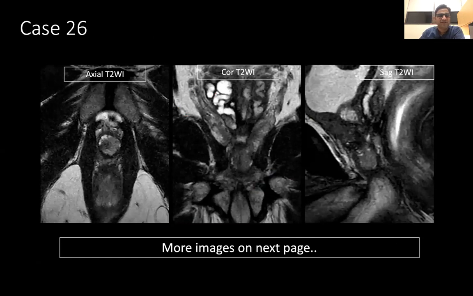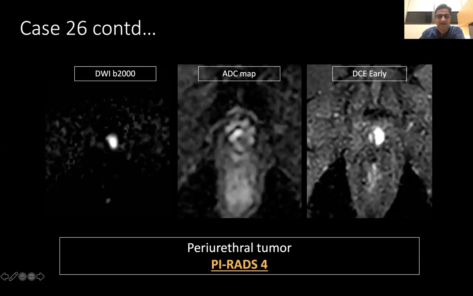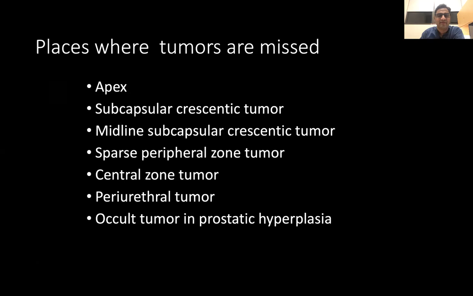And so another kind of patient where you see a rounded appearance in the urethra, and this can easily be passed off as just a urethra and periurethral transition zone. And here it looks prominent, and on the diffusion weighted imaging, you can see that there is a marked restricted diffusion corresponding to this, and there is an early enhancement as well. So the periurethral region is another area where people can easily miss tumors, and this is a PI-RADS 4 tumor. And so the apex, base, subcapsular presenting tumors, midline subcapsular crescentic tumor, sparse peripheral zone tumor, central zone tumor, periurethral location of the tumor, occult tumor, and prostatic hyperplasia. So these are some of the locations where tumors can easily be missed.